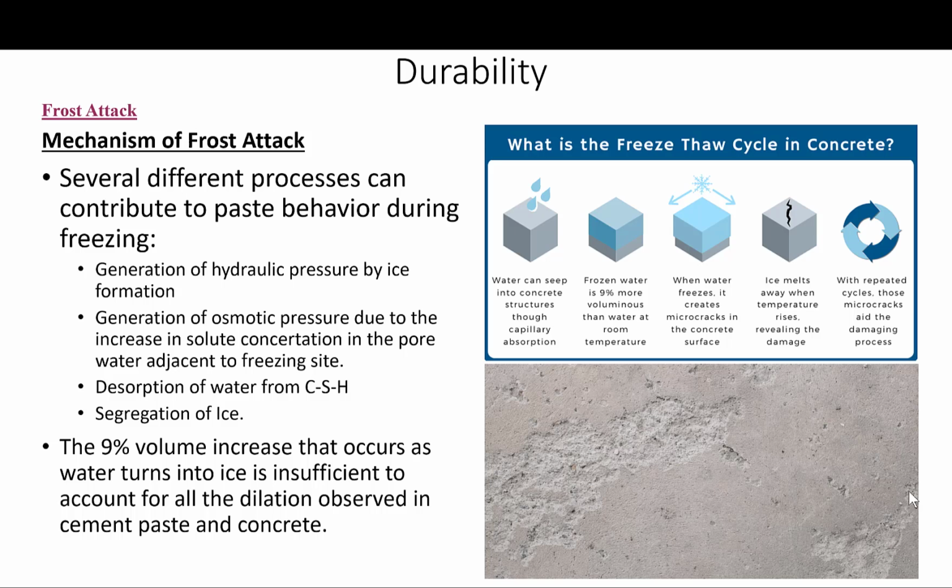As we know, a 9% volume increase occurs as water turns into ice. But this change is really insufficient to account for all the dilation observed in cement paste and in concrete. Some of the dilation that occurs on first freezing is probably due to direct expansion of ice in microcracks, and this will increase if progressive microcracking occurs during continued freezing and thawing. However, the major dilation that occurs must be attributed to other processes within the cement paste. So let us take a look at these processes.